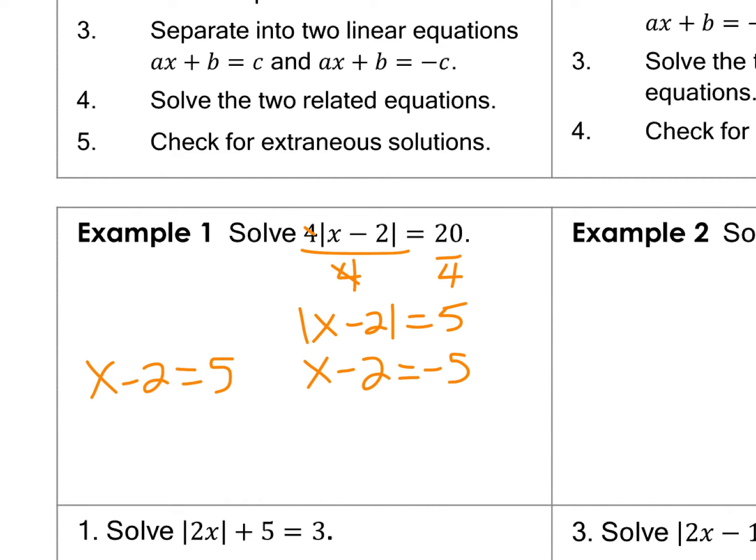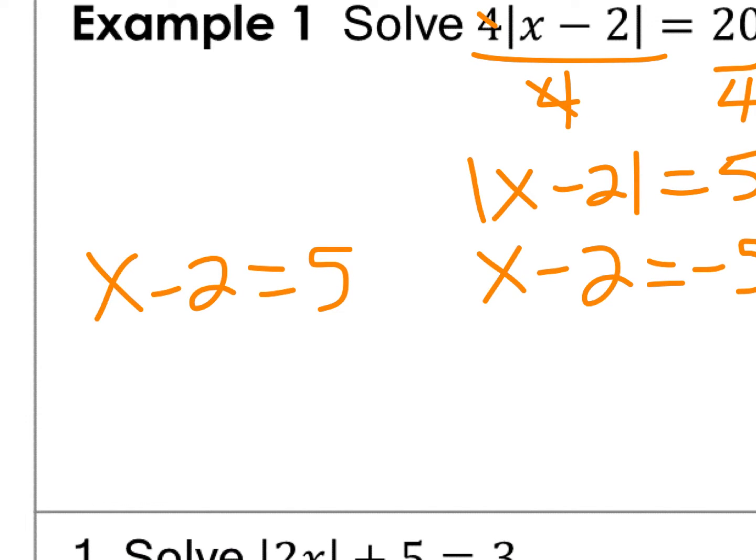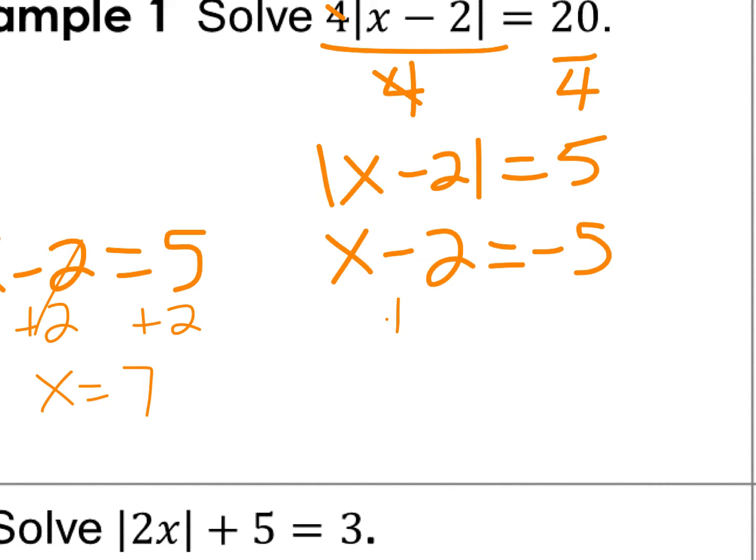Alright, now let's just focus on this first one. The x minus 2 equals 5. All I gotta do is add 2 to the opposite side, and you get 7. Take the same exact step to this equation, add 2, x equals -3.